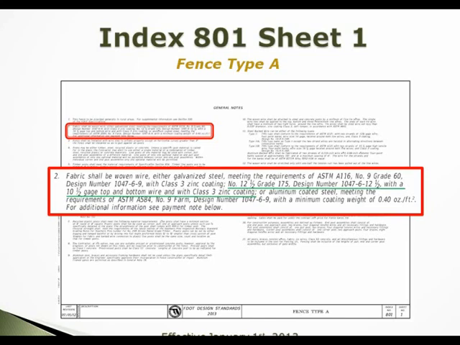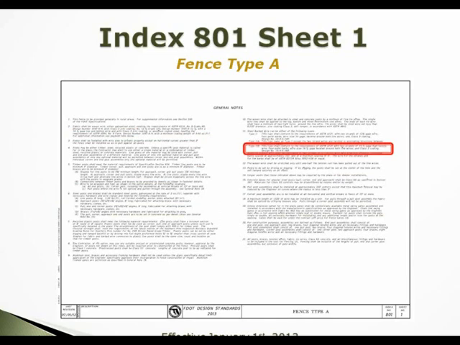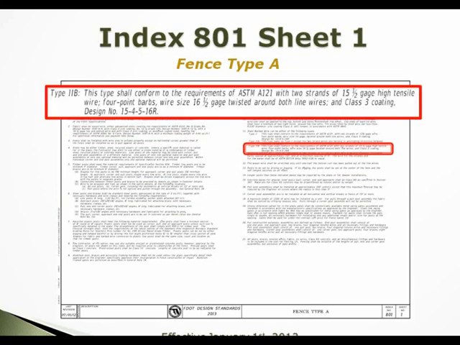Even though it's a smaller gauge, the high tensile 170 KSI wire has a greater overall strength than the grade 60 wire that we previously used with our steel fence. The high tensile wire option has also been added to the barbed wire as well. This type 2B is a new option, and again it uses the high tensile wire in lieu of the grade 60 barbed wire.